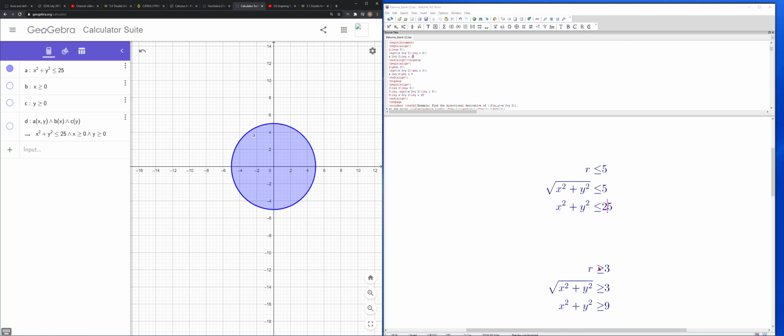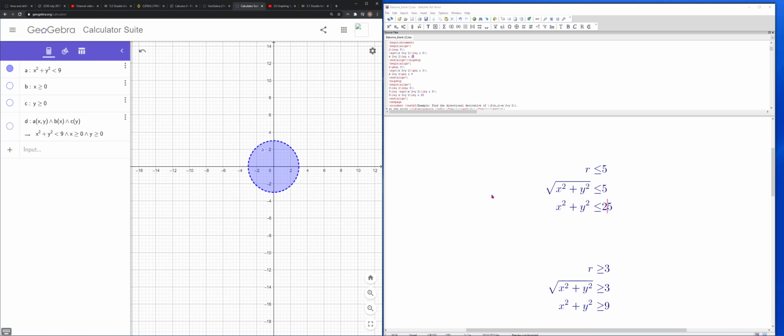Okay, so r bigger than or equal to 3, what that will be is actually a disk of radius 3, right? Now what I have over here is r less than or equal to 3, and this is r bigger than or equal to 3. So r bigger than or equal to 3 is actually everything outside of this disk of radius 3, right?